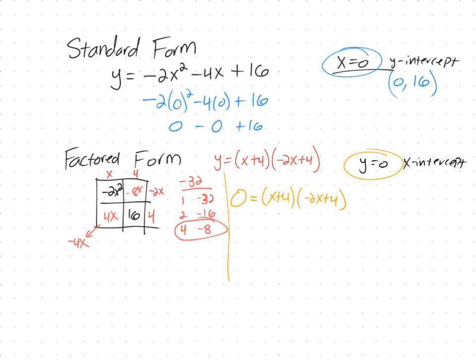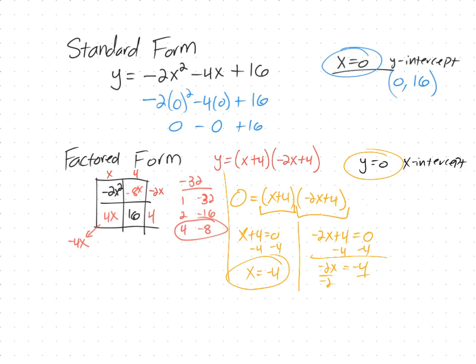And we've got the zero product property. So that either means that this equals 0 or this equals 0 for the whole thing to be 0. So x plus 4 equals 0 is one possibility, or negative 2x plus 4 equals 0. And we're just going to solve. So either x equals negative 4, so that's one x-intercept, or subtract 4 from both sides, so negative 2x equals negative 4, divided by negative 2, x equals 2. So those are my two x-intercepts. We've got an x-intercept at negative 4, 0, and an x-intercept at 2, 0. So that's going to help us out.